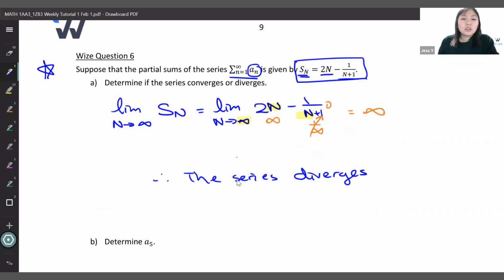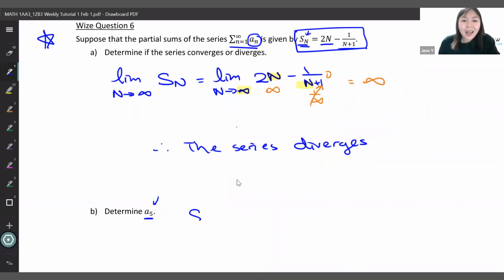Next part, part B, we want to determine what is a5, so the fifth term. A common mistake I see students make is they sub in n equals 5 in Sn, so they do 2 times 5 minus 1 over 5 plus 1. Don't do that. Remember, a5 is the fifth term. S5 is the fifth partial sum, meaning a1 plus a2, a3, a4, up to a5. S5 is not the same as a5. So I want to find a5 here.